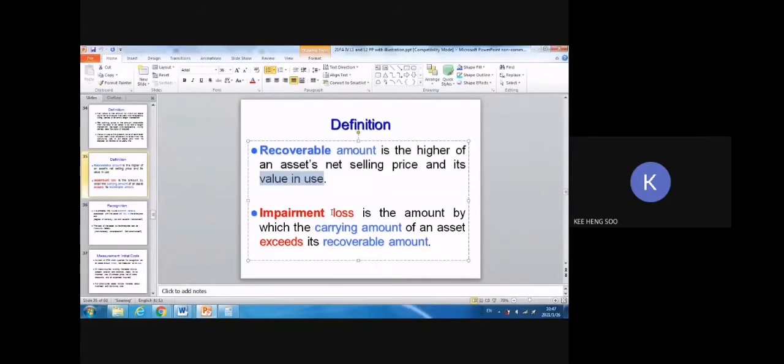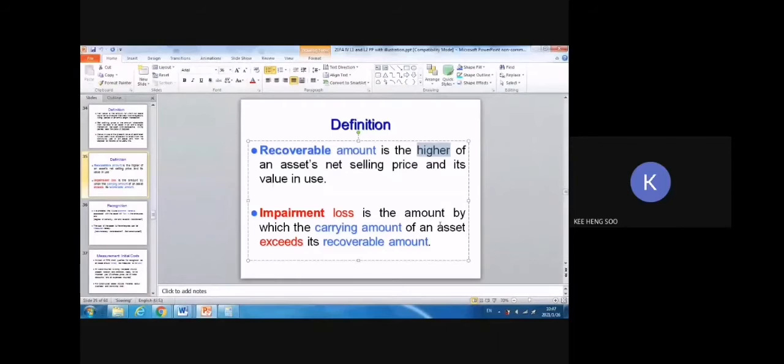Plus, at the end of year 5, you sell the asset. How much cash do you receive? Discount to today's price. These figures add up together to 330. Do you think I want to sell now? I don't sell, because if I continue to use it, I will get higher. That is called the recoverable amount.